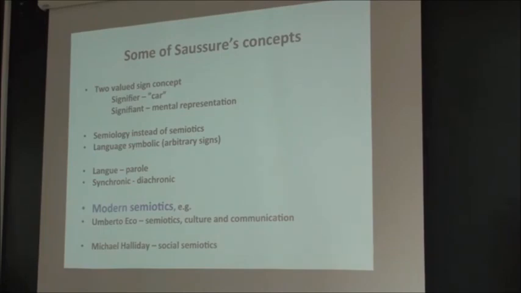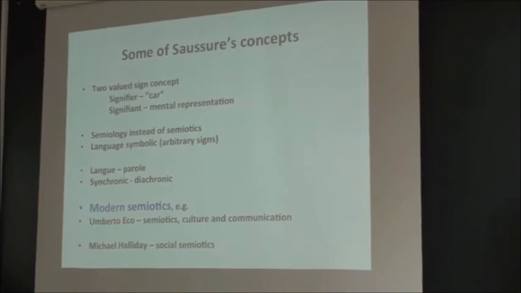Okay, and Saussure was very much convinced that language was only symbolic. And he talked a lot about the arbitrary signs of language. Arbitrary, not totally arbitrary, they're governed by convention. But when he speaks about arbitrariness, he actually means that they're governed only by convention.